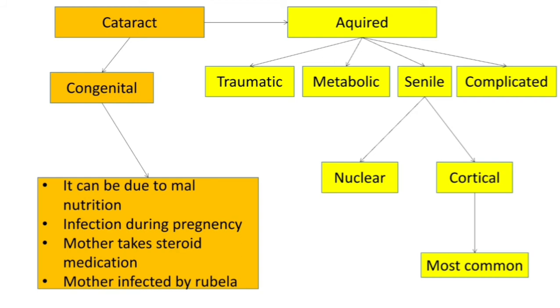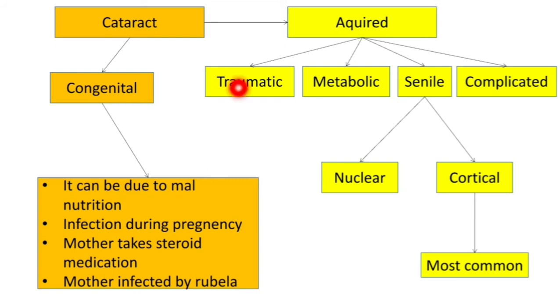Before that we need to discuss the basic causes. Here I wrote it can be due to malnutrition, infection during pregnancy, or if the mother took any steroid medication, or the mother was infected by rubella, or any genetic causes like congenital rubella, Down syndrome. Any genetic disorder like Down syndrome can also lead to cataract. Another thing is ectodermal dysplasia, or this type of genetic or hereditary disorder, which will lead to cataract. Or suppose the mother took steroid medication, as I already wrote here, or took alcohol or got infected by rubella, this can have a bad effect on the baby and lead to cataract. So those will be congenital cataract.